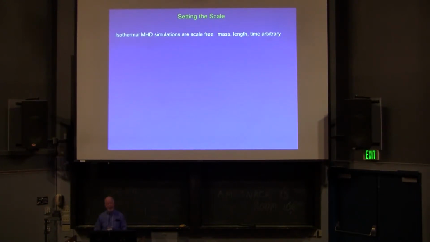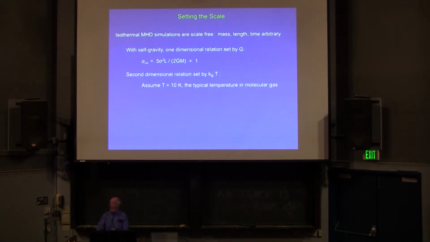Now, when you start adding in more physics, then you start pinning things down. So, for example, we included self-gravity, so that introduces Newton's gravitational constant. Then we have a dimensionless parameter, the virial parameter, which measures the ratio of the kinetic energy to the gravitational energy, and we set that to order 1. So that sets one scale. Now we have only 2 free parameters. Molecular clouds generally have temperatures of order 10 Kelvin. So setting Boltzmann's constant times the temperature, corresponding to a temperature of 10 K, sets another parameter.